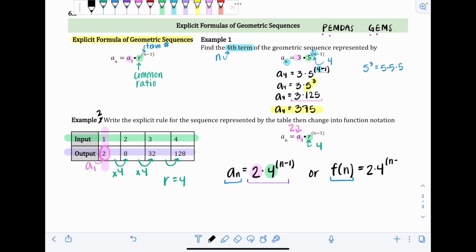Okay, so it's just important to be familiar with both notations because you'll see some problems that will randomly pop up the f of n in there, and you just want to recognize that it really does mean the same exact thing, so not to let it throw you off.